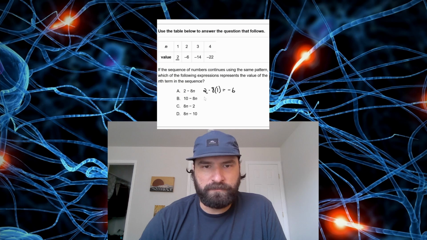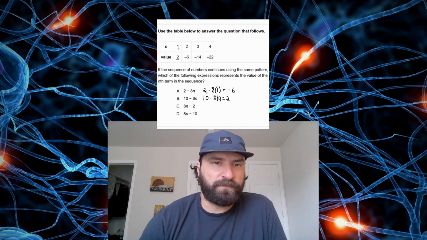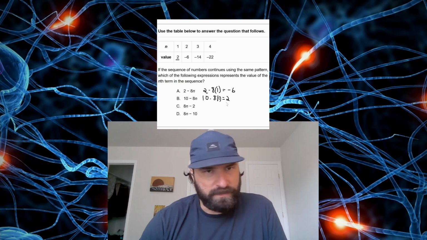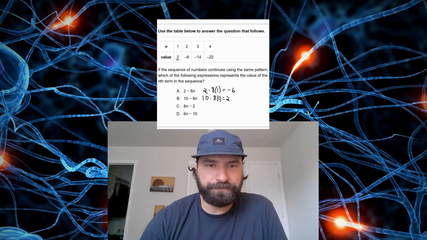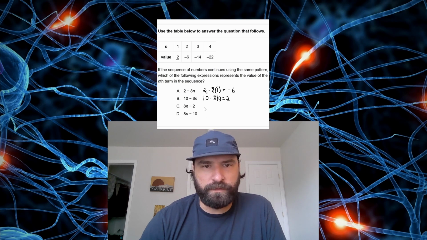So let's try B. 10 minus, I'll use 1 again, so 8 times 1, is 2. So this one worked. So we know that this first value works for this one. That looks good. We could definitely test another value if necessary. Let's try C and D with the 1 and the 2 first, though.